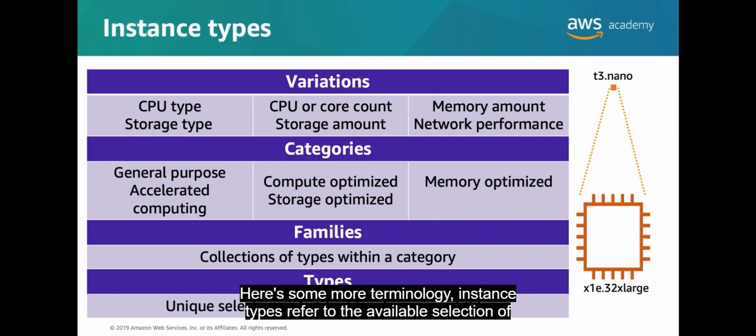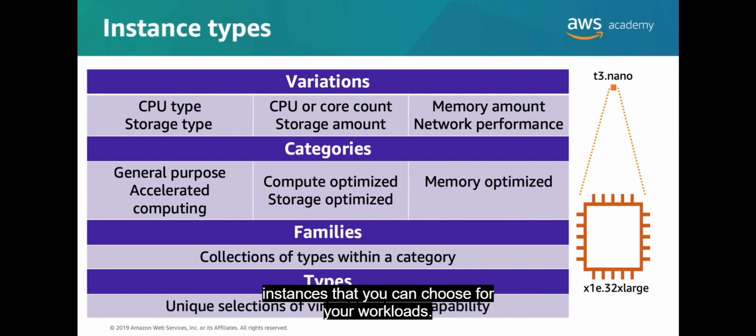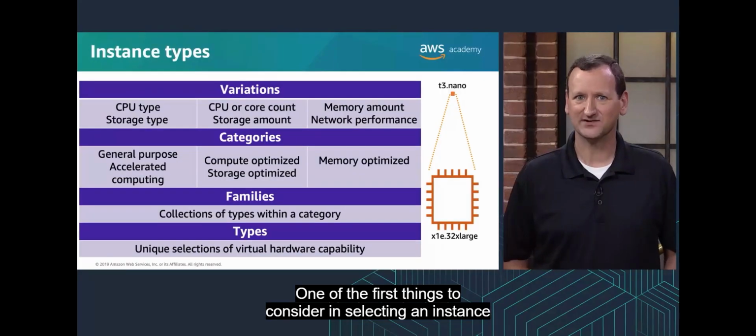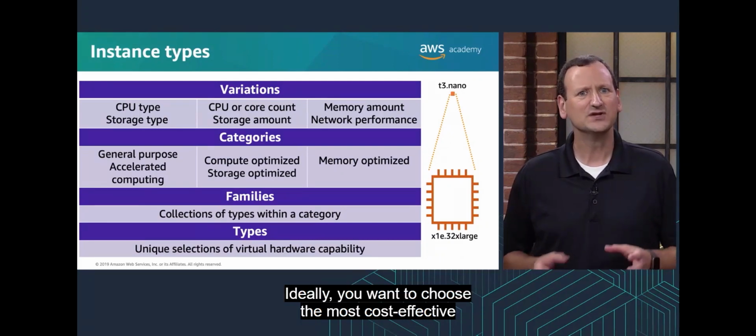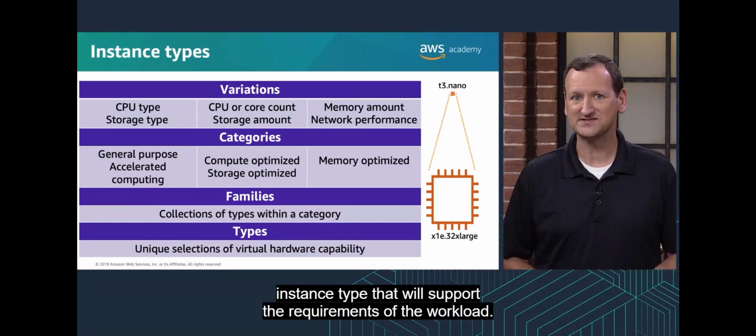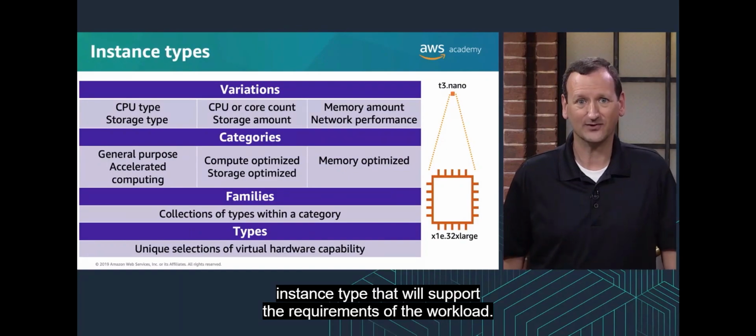Here's some more terminology. Instance types refer to the available selection of instances that you can choose for your workloads. There are many instance types. Some are general purpose, others are designed to give us extra CPU processing power, extra RAM or memory, or extra I/O network performance. There are many variations across categories, families, and types. One of the first things to consider in selecting an instance is the type of workload you want to run. Ideally, you want to choose the most cost-effective instance type that will support the requirements of the workload.